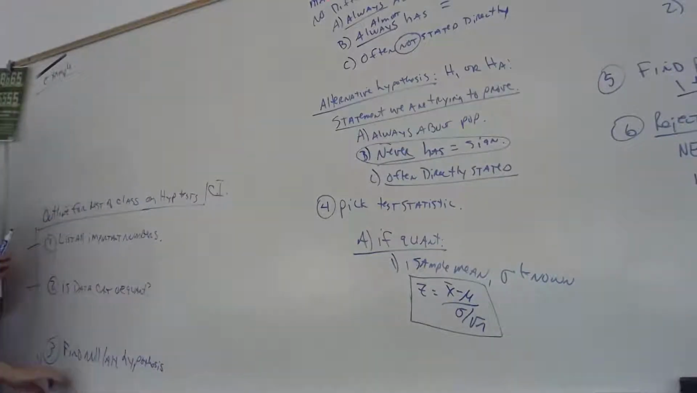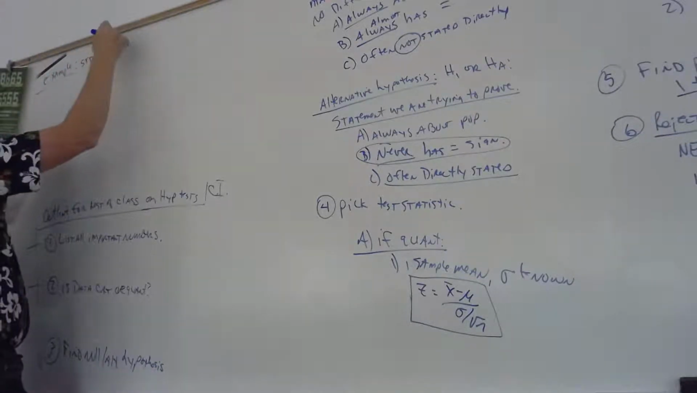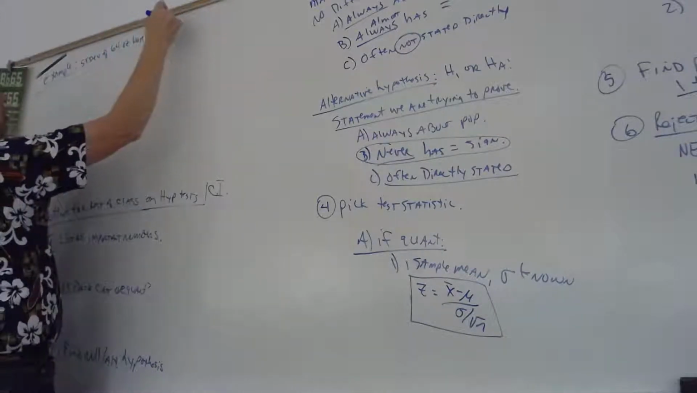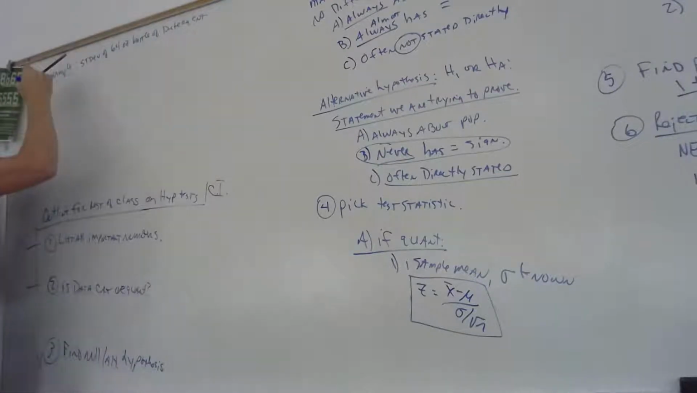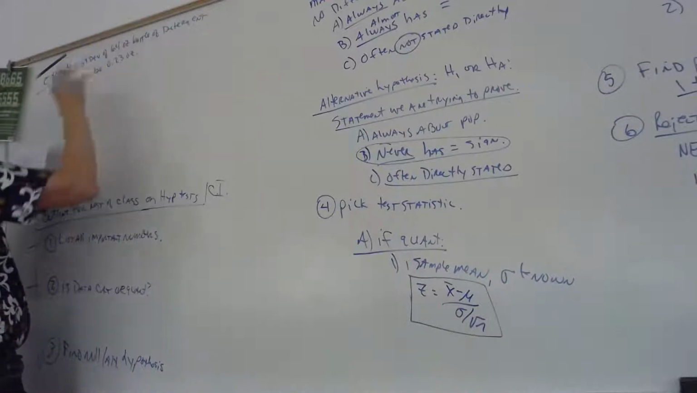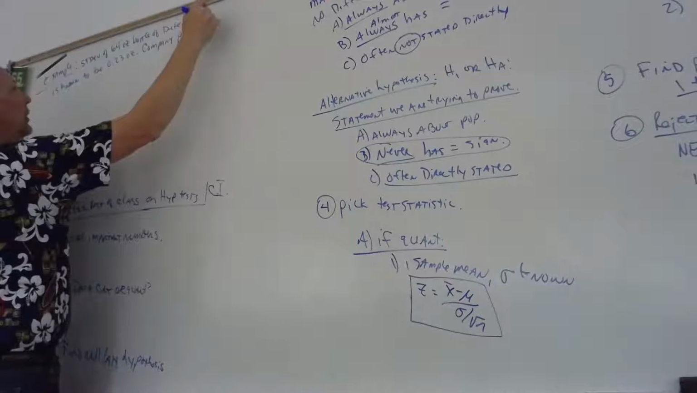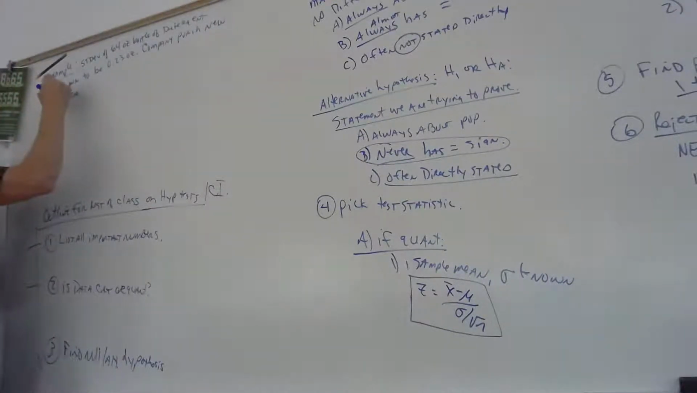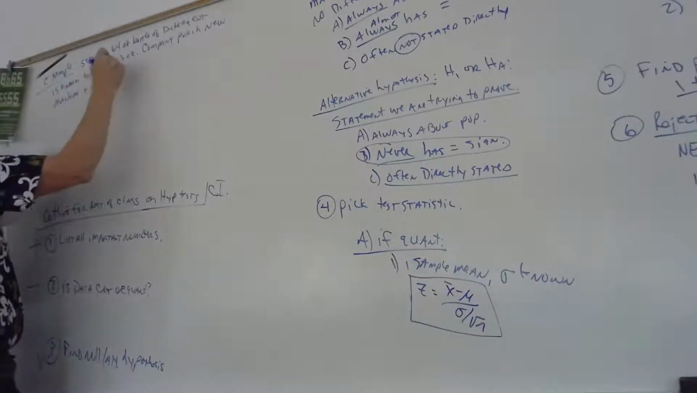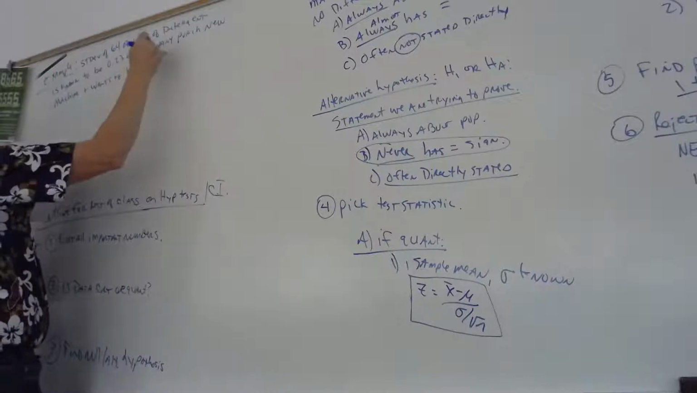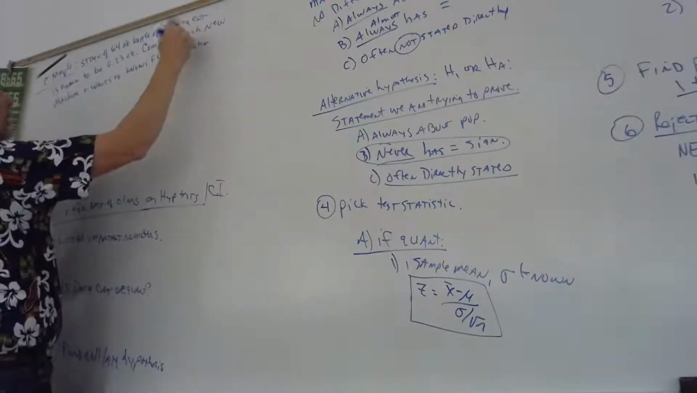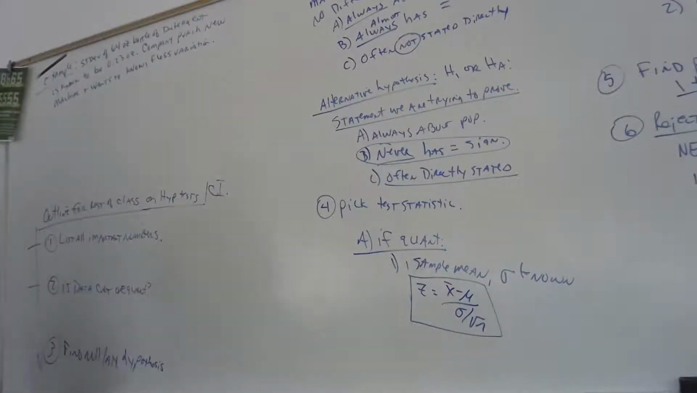You guys are going to be good at this one, though, I hope. Okay? All right. The standard deviation of a 64-ounce bottle of detergent is known to be 0.23 ounces. Company purchases new machine and wants to know if there is less variation. Okay? Find the null and the alternative hypothesis.